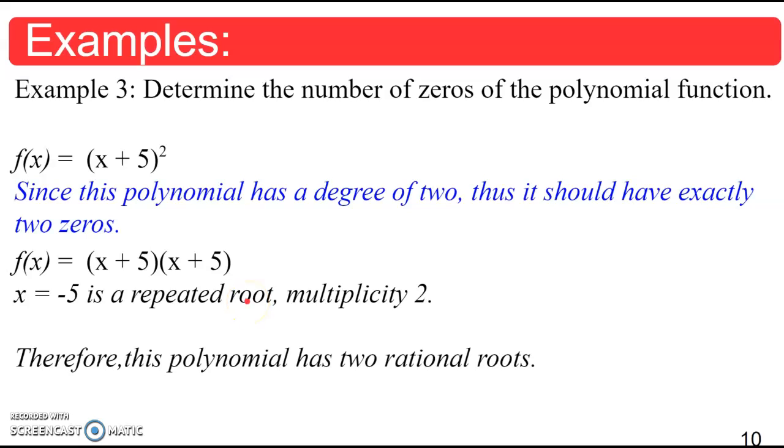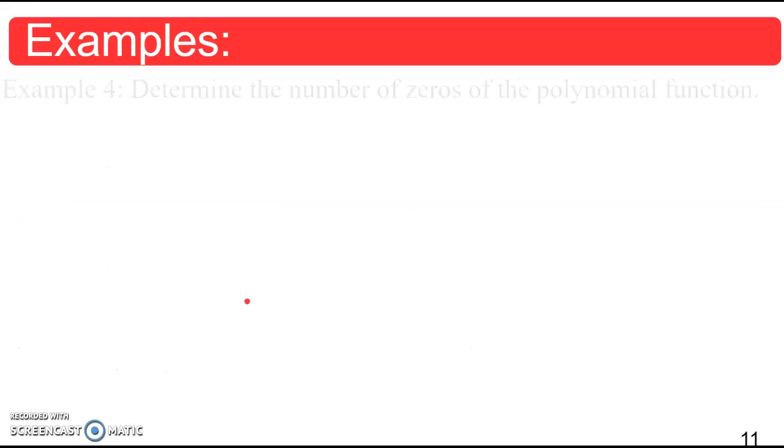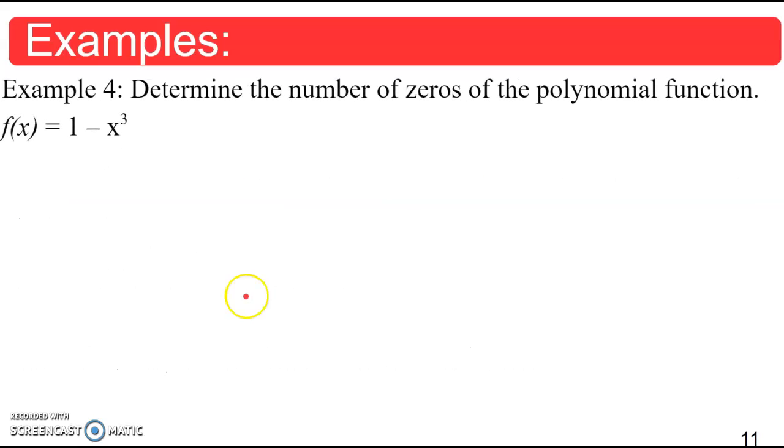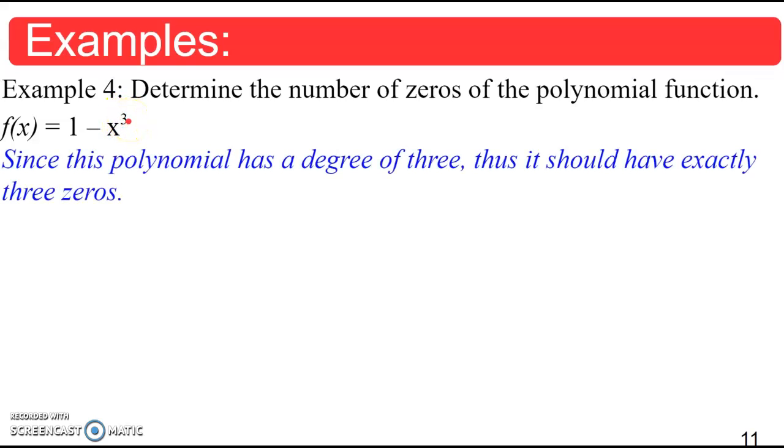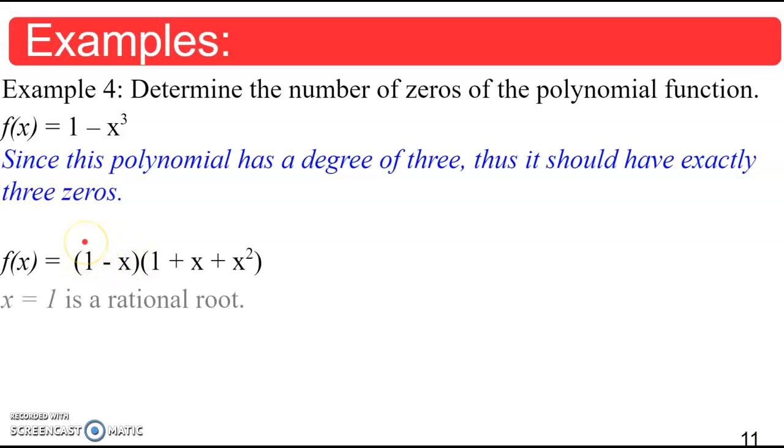So let's try a more challenging example. F of x is the same as 1 minus x to the third. So the degree of our polynomial here is degree 3. So we are expecting that there should be exactly 3 zeros. Factoring a cubic using our linear factorization theorem, we have 1 minus x times 1 plus x squared. This linear factor here, we can determine that x equals 1, and it's a rational root.